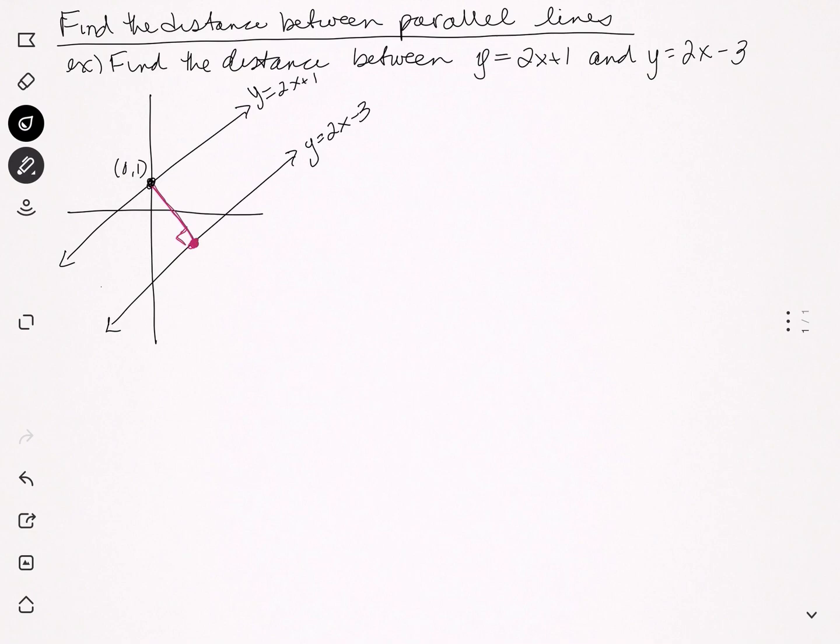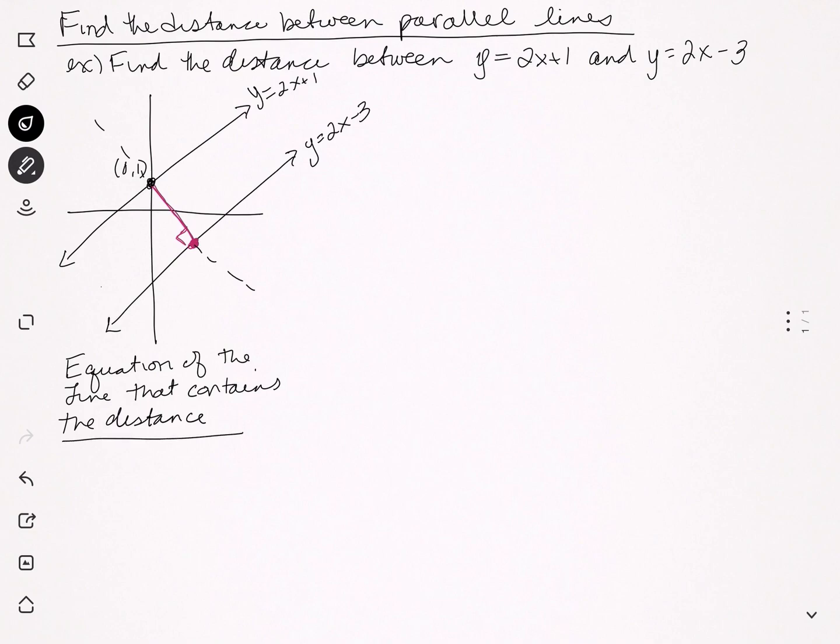The first thing I want you to do is find the equation of the line that contains the distance. So the equation of the line that has this pink segment in it, so we can think of it as extending in this direction. So two things that we know about that. We know that a point on that line would be (0, 1). And we know that the slope of the line is going to be perpendicular.